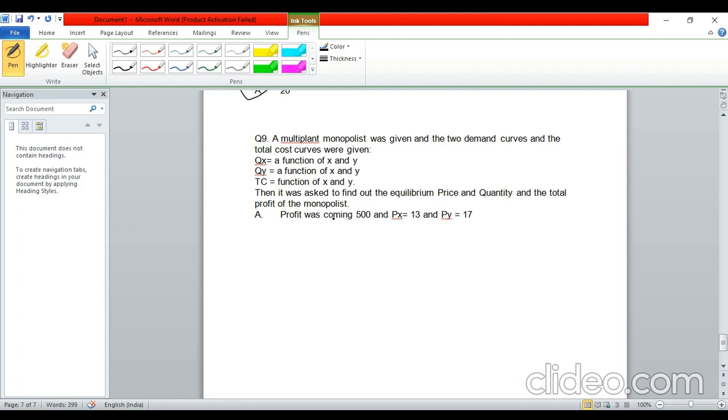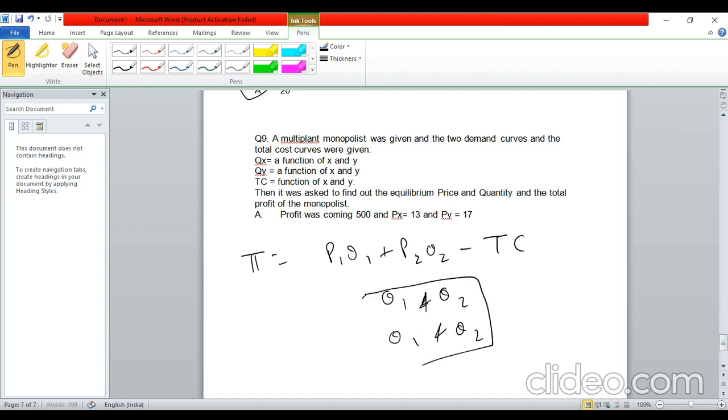So what you had to do is write the total profit function of the monopolist. That will be P1 Q1 plus P2 Q2 minus the total cost function. Then differentiate it with respect to Q1 first, keeping Q2 constant, and you will get an equation in Q1 and Q2. Then again differentiate it with respect to Q2, keeping Q1 constant, and you will get another equation in Q1 and Q2. So you will get two linear equations in Q1 and Q2, and from these you can easily find the values of Q1 and Q2. And once you find Q1 and Q2, you can find the price as well.